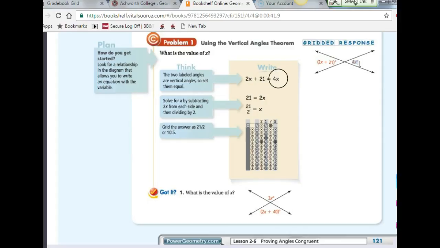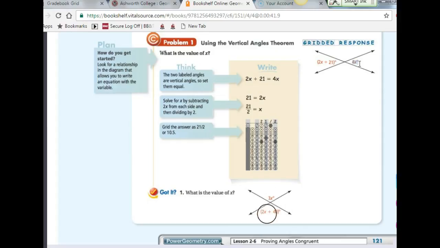I'm going to bring this 2x over to this side by subtracting it, and that's how I end up with 2x equals 21. If I then divide both sides by this 2 here so that I can get x by itself, I end up with 21 over 2. So if this were a real standardized question, of course, you would have to plug in 21 over 2, and of course, dot in the correct things.